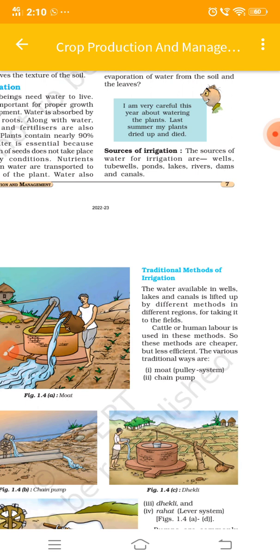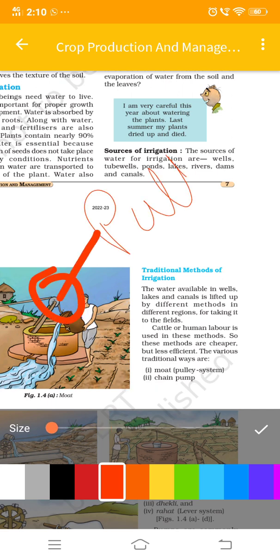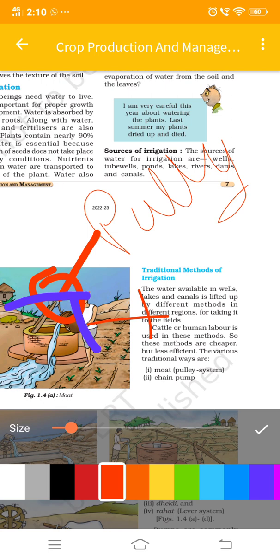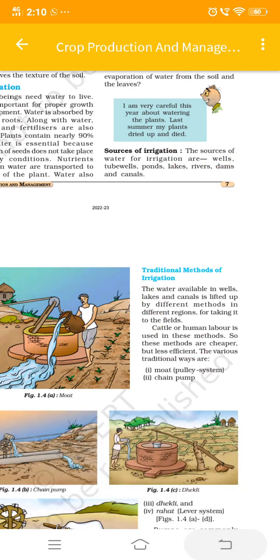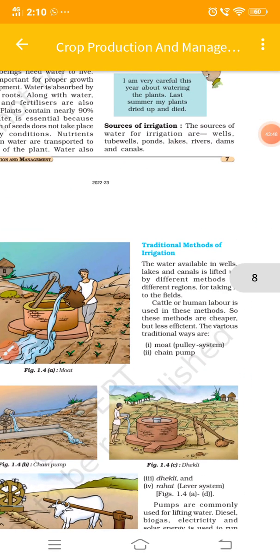The various traditional methods are pulley. Yeah, pulley system. In this system, what is there? This pulley is there, and the rope is tied over here like this, and in this way they are pulling the rope, because they are taking out the water.